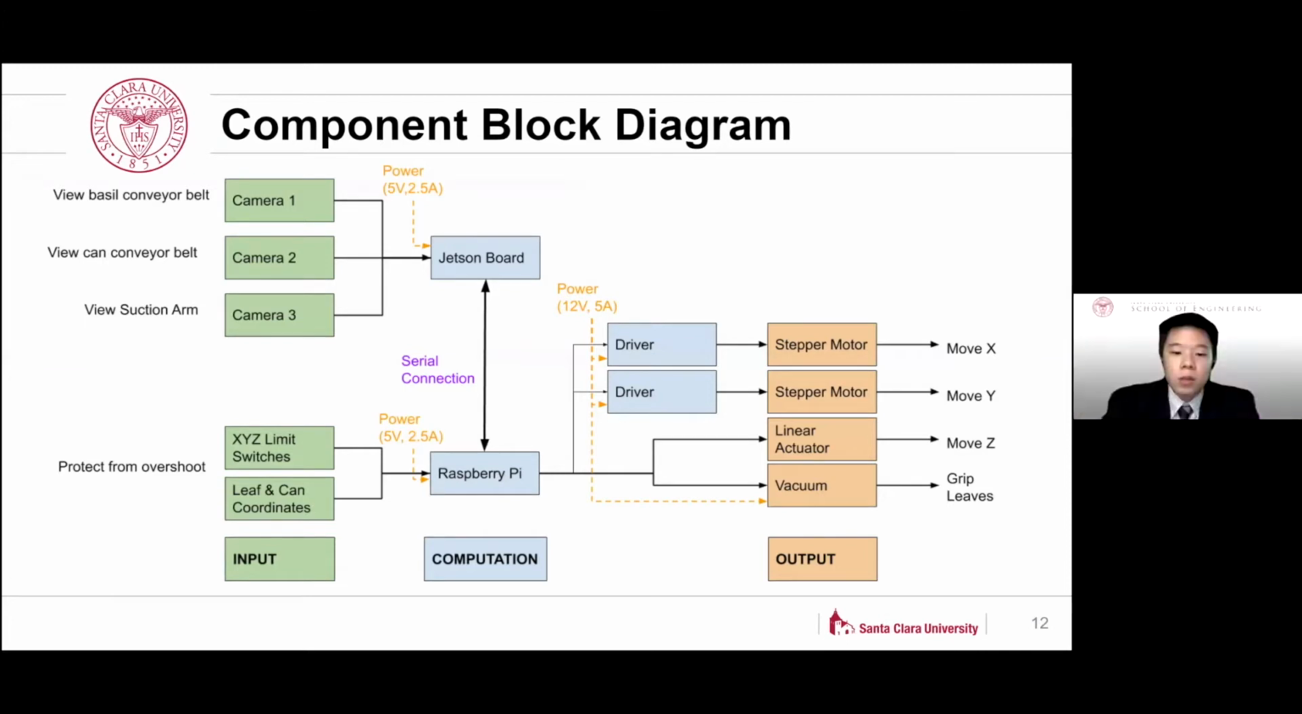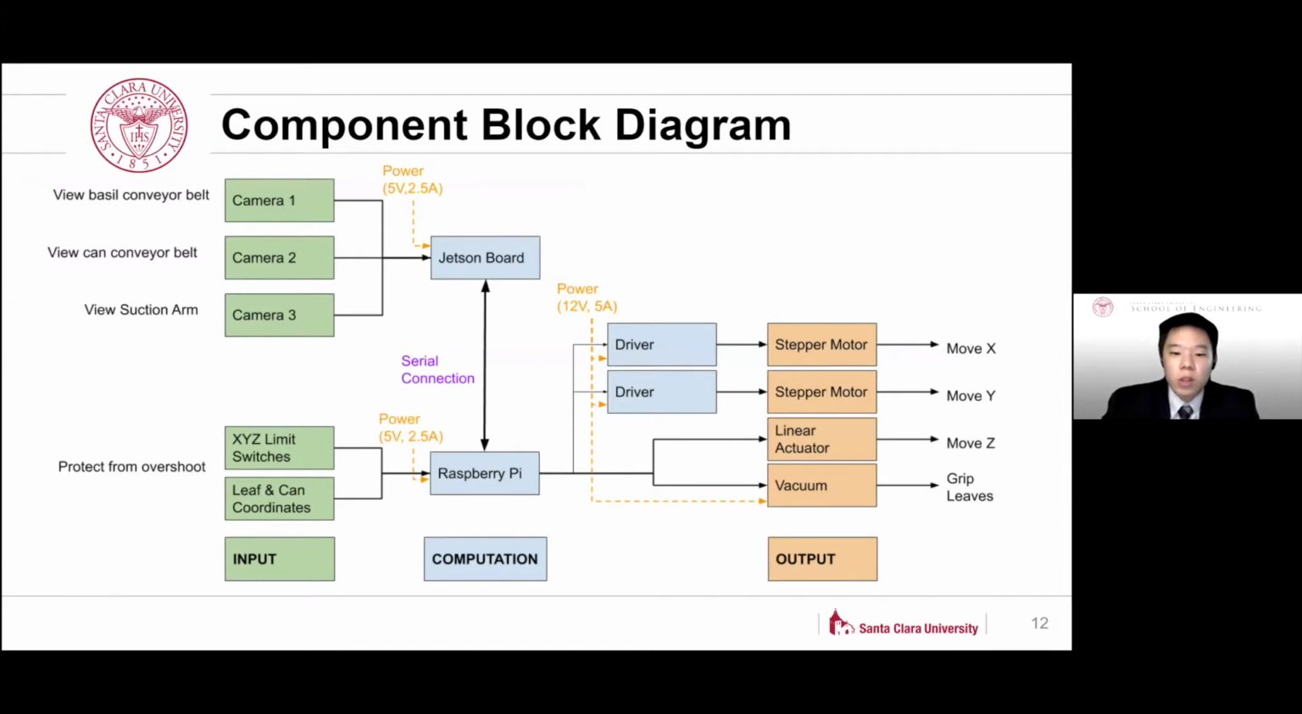There are 2 main systems. The top part is a vision system with a Jetson, and the bottom is a mechanical manipulation system with a Raspberry Pi. The vision system has 3 cameras attached to it, with 1 looking on the basil leaf conveyor belt, 1 on the can conveyor belt, and the last one as a final redundancy check for the gripper.